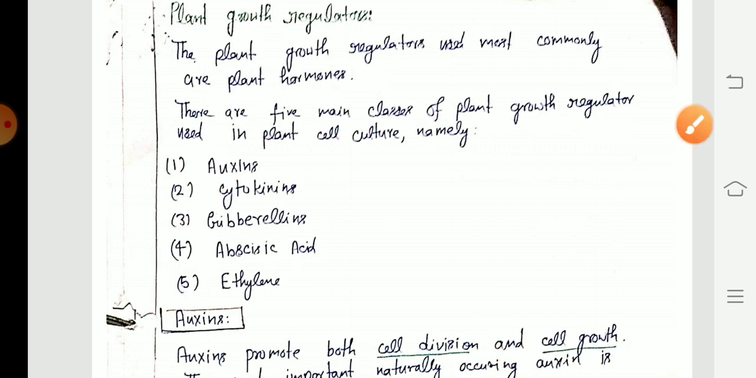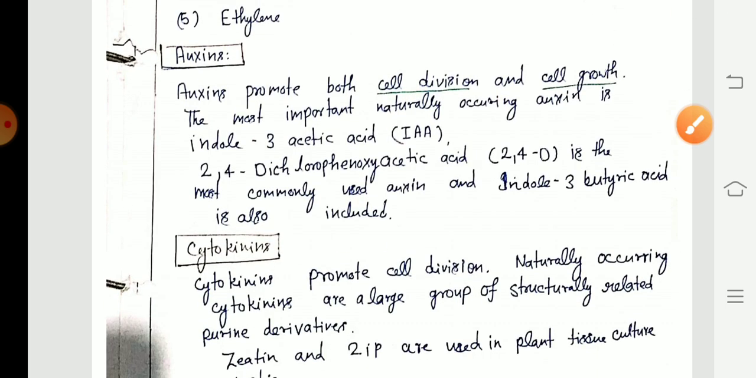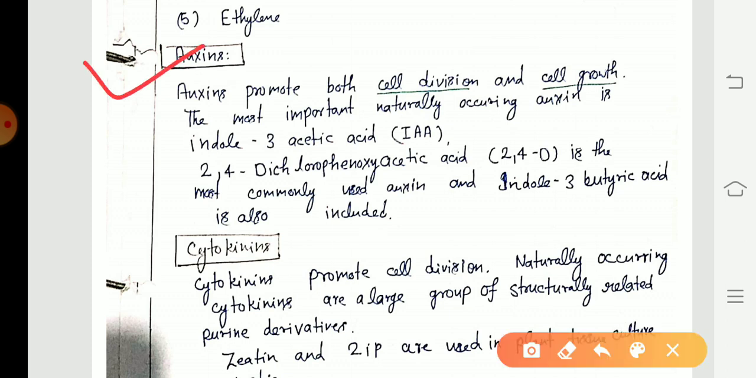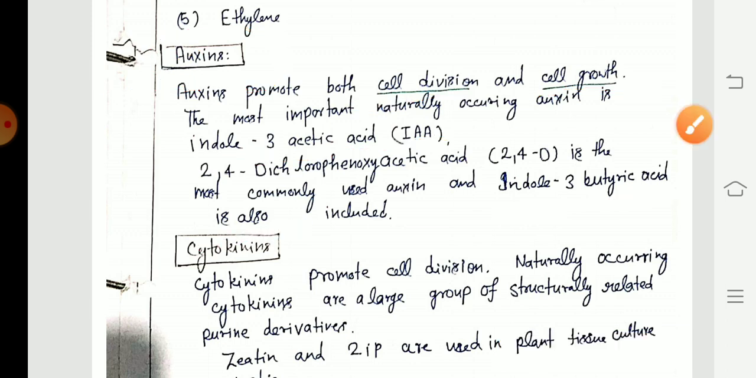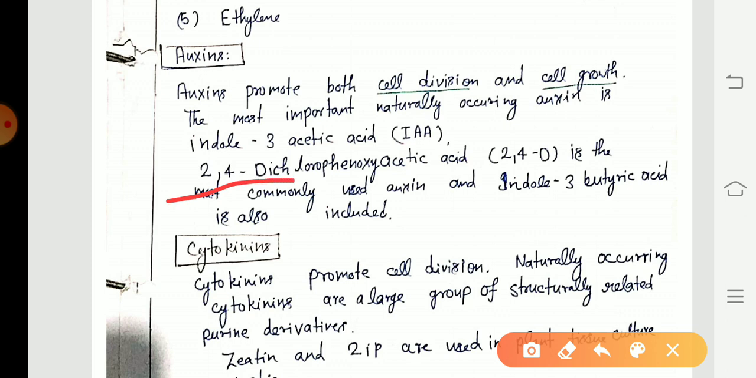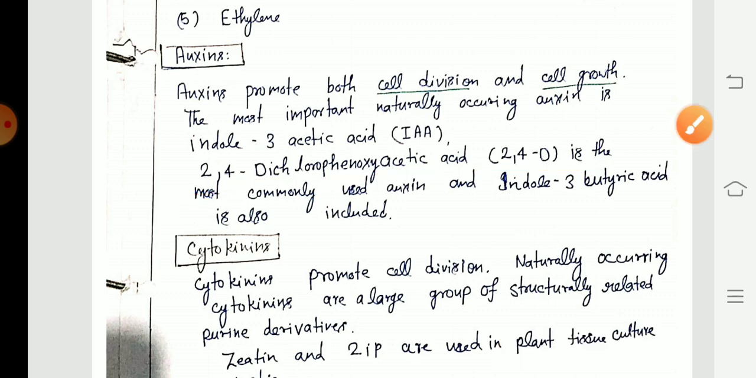First of all, I would like to discuss what auxin is. Auxin promotes both cell division and cell growth. Auxin is responsible for the rooting process in the plant. Indole-3-acetic acid and indole-3-butyric acid are examples of natural auxins, and 2,4-dichlorophenoxyacetic acid is an example of an artificial auxin.